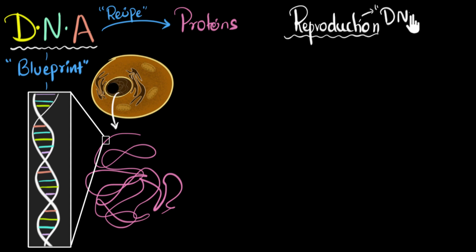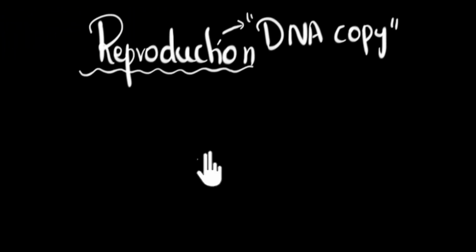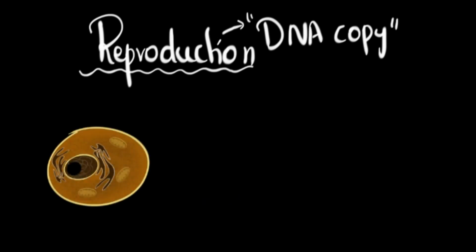So I'm just going to write the DNA copy. The way it works is, let me just draw another cell over here. When this cell is ready to make a copy of itself, its DNA will first make a copy. The cell contains the machinery to make copies of DNA. So the DNA will make a copy of itself. Then all these other organelles will also make a copy of themselves.